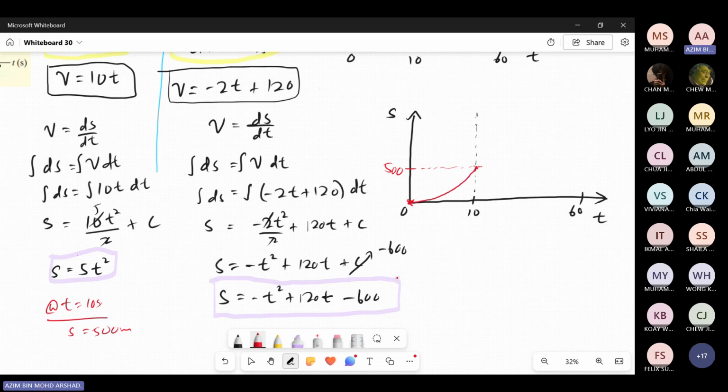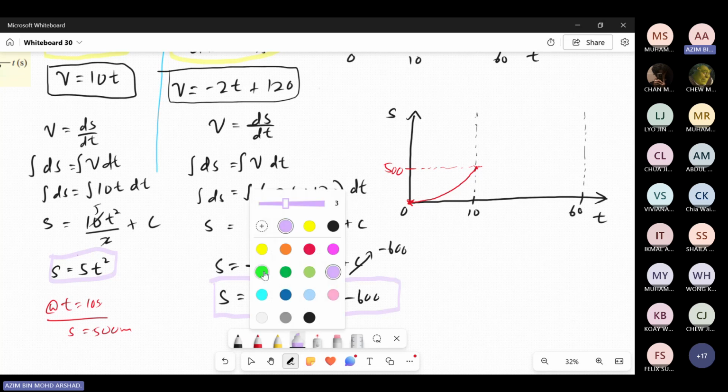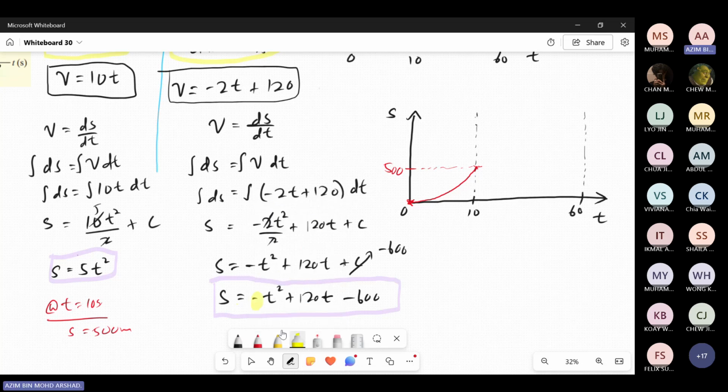Okay. And then on the second part, it's also a quadratic function, and it has this negative sign here. So it does not have a smiling face, but it's a frowning kind of curve, right? But we need to find the value. So we already know that the end of this plot is at t equals 60. So at t equals 60 seconds, S equals negative 60 squared plus 120 times 60 minus 600.